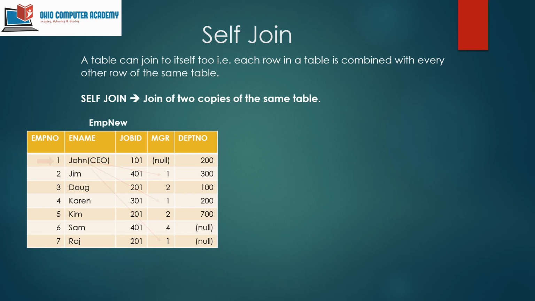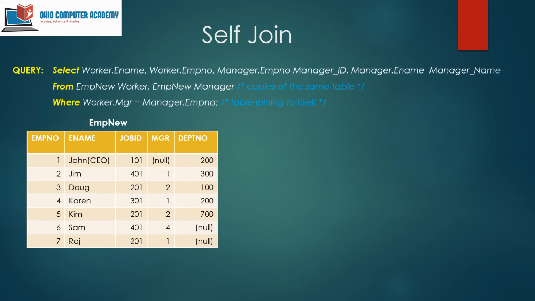Observe that a manager is also an employee. For example, employee number 2, Jim, is a manager of employee number 3, Doug. Similarly, employee number 4, Karen, is a manager of employee number 6, Sam. Let's now write a query to display each employee name and his manager details. Here, worker and manager are aliases of the same table, and the where clause shows the self-join. And here's the output of our query.